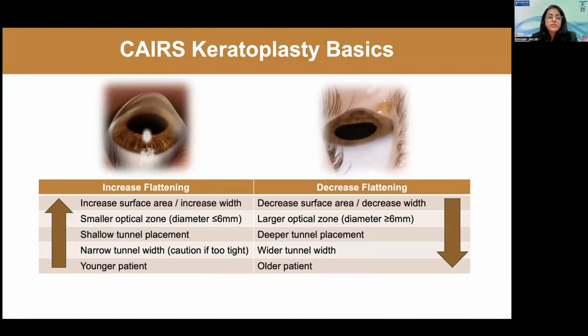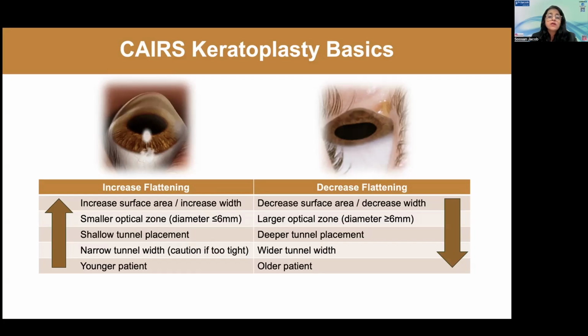Now, if you want to increase the flattening, what can you do? You can increase the width or the thickness of the tissue, or you can decrease the optic zone. You can go more shallow, though I personally don't advocate it because too shallow placement can result in overlying stromal melt. A narrow tunnel width can also be used, but again, do not make it too tight.